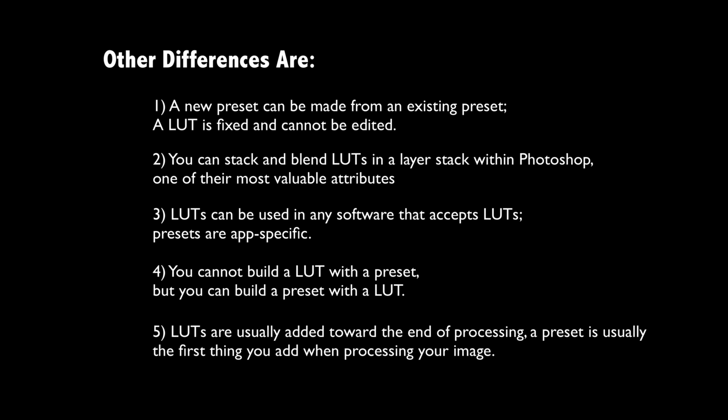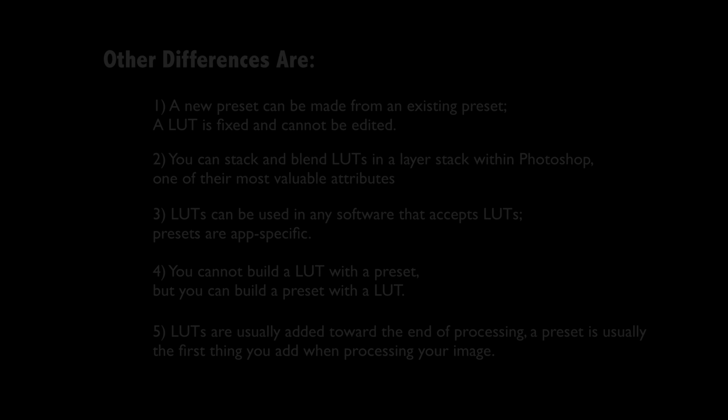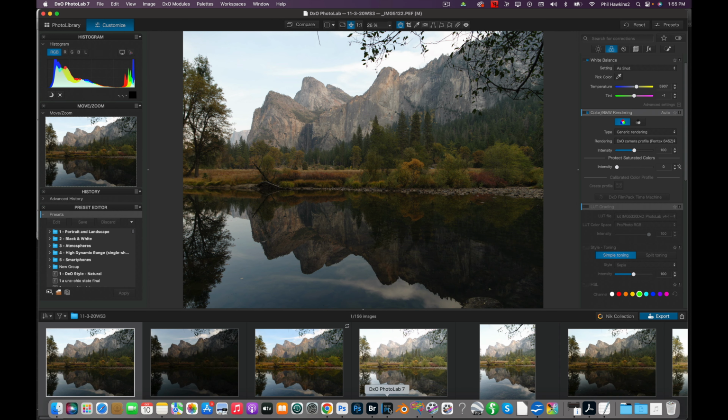Now, LUTs are usually added at the end of processing. A preset, on the other hand, is usually the first thing you add when post-processing your image. And of course, there's no hard and fast rule here. It's all subjective, but that's usually the best use of them. Now, let's take a look at how they work in PhotoLab.